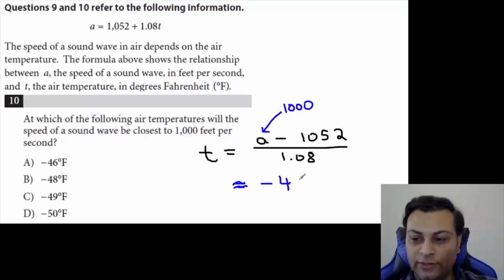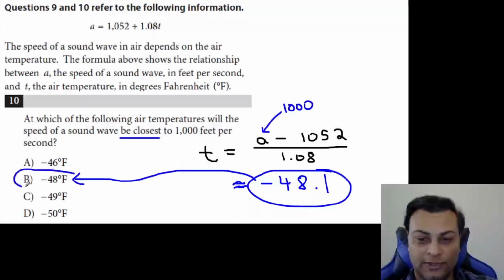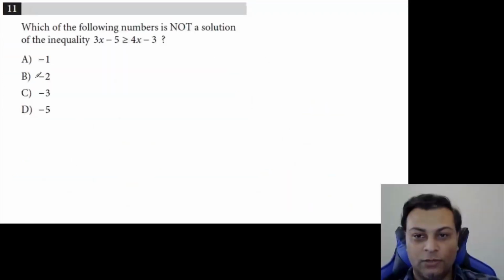Approximately negative 48.1. So the answer is B, which is the closest. Would be closest. So that's B. Moving on to question 11. Which of the following numbers is not a solution of the inequality this?